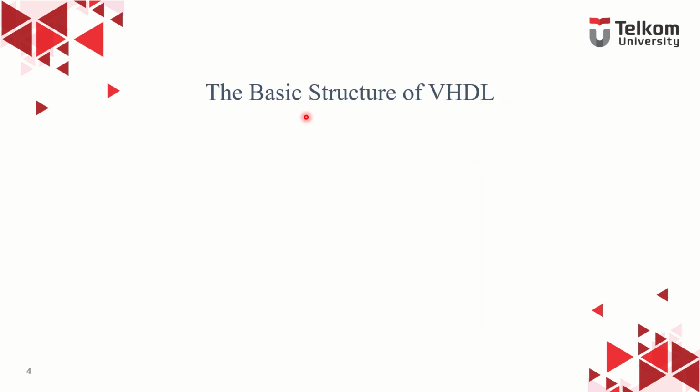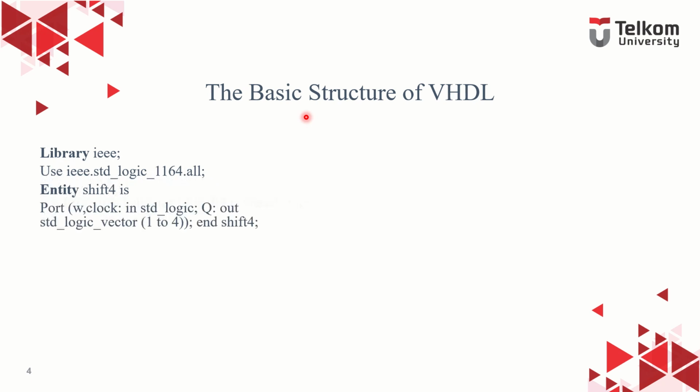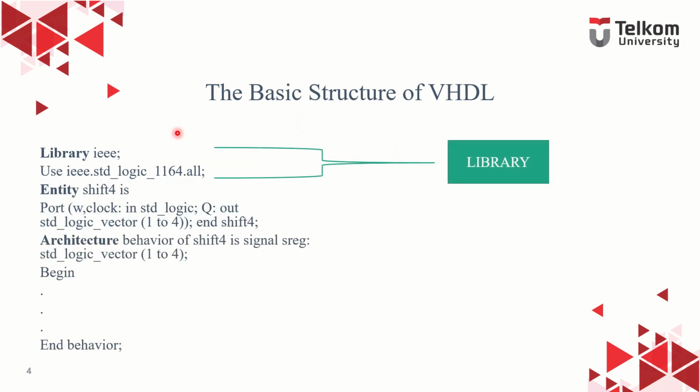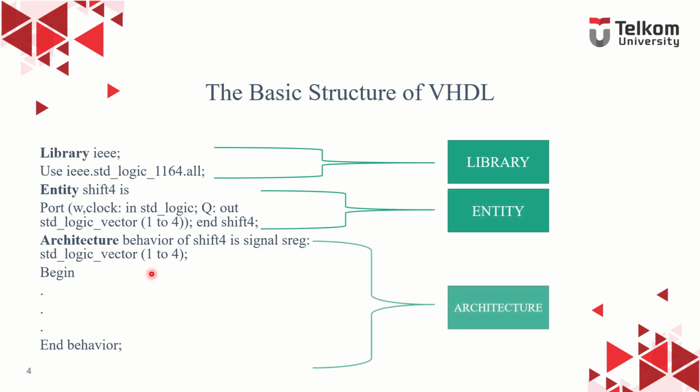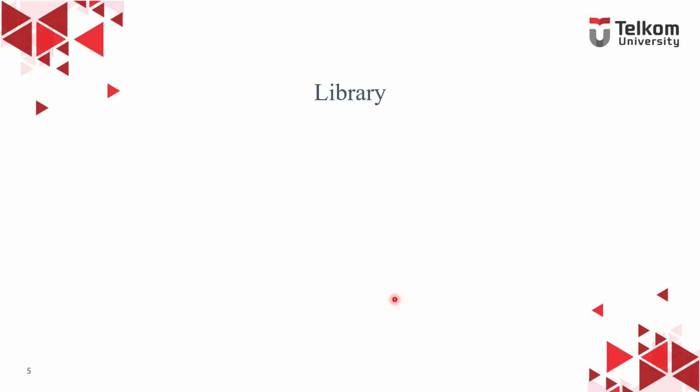The basic structure of VHDL. For example, here is a VHDL program. This part is called the library, this one is called the entity, and the last one is the architecture. The first one is the library.